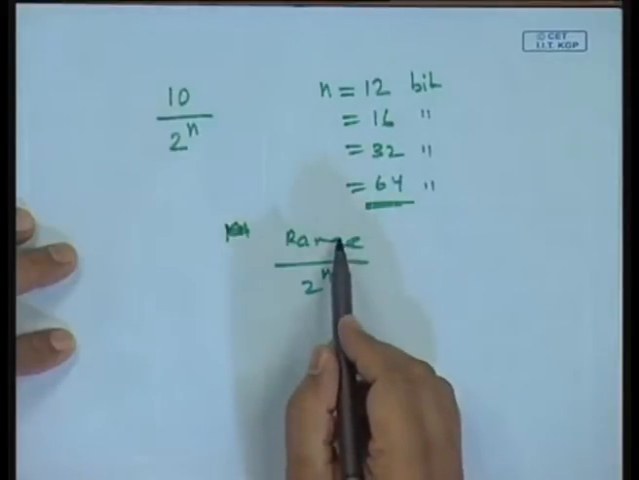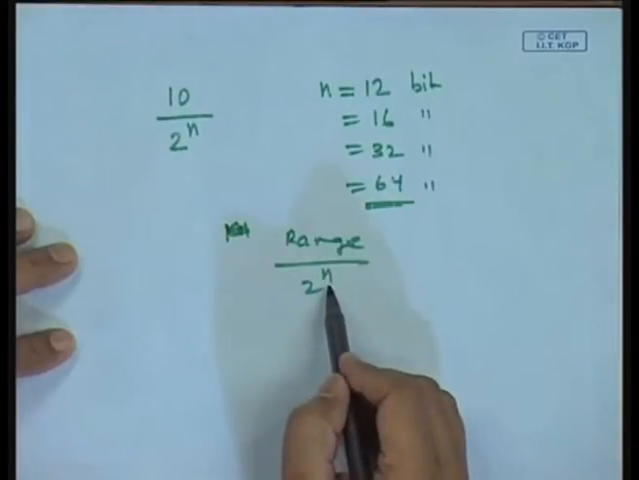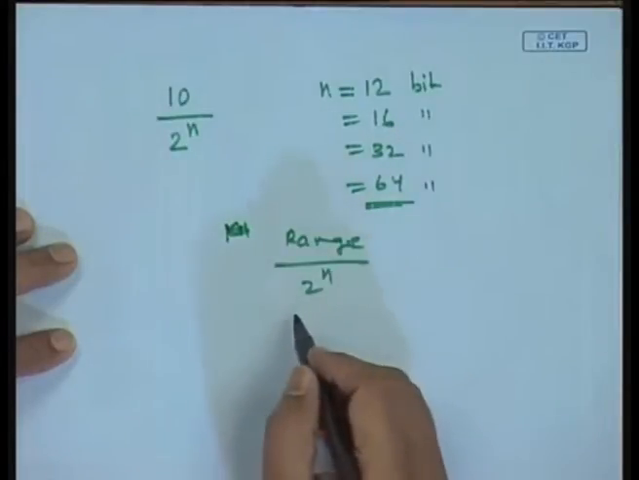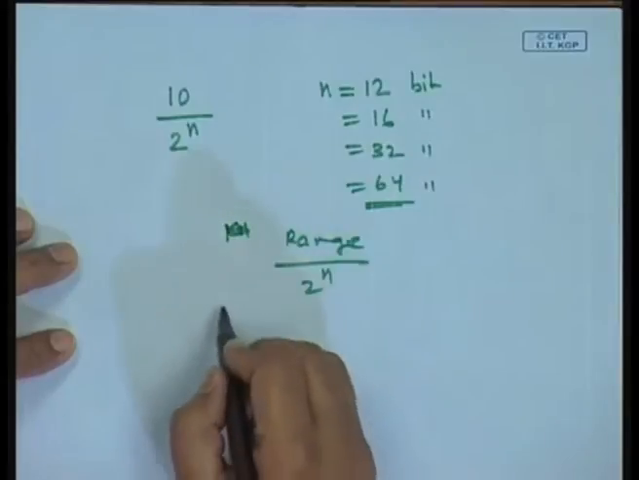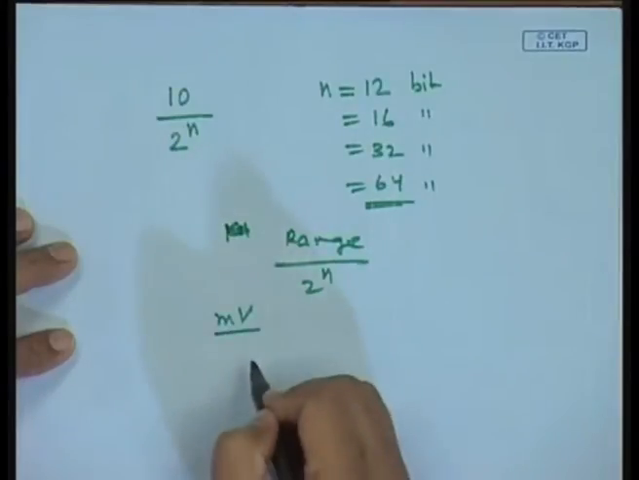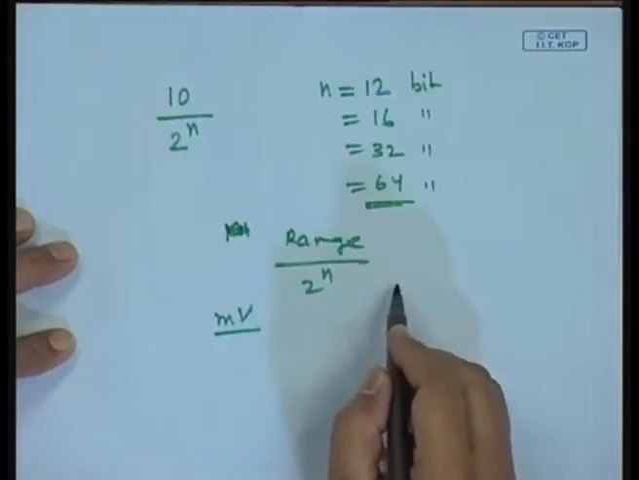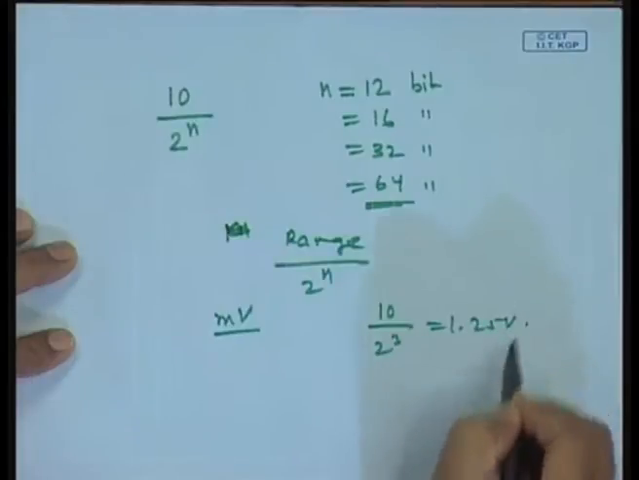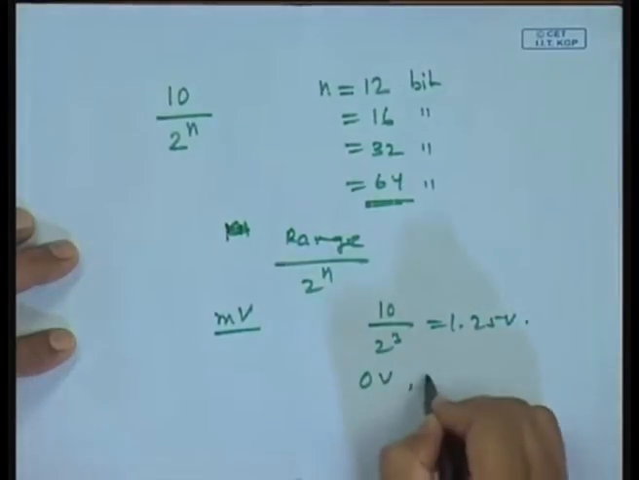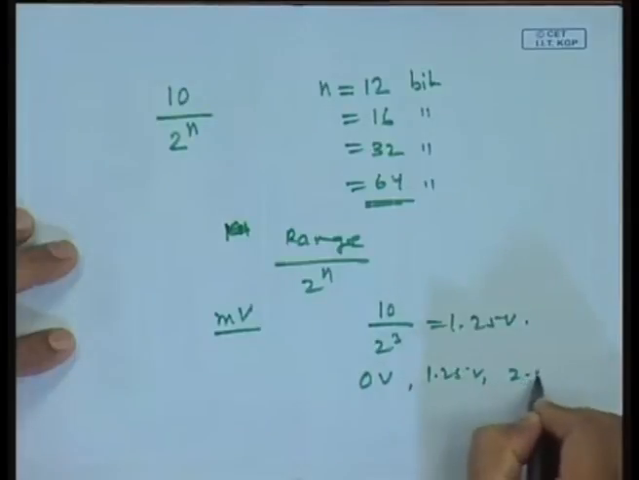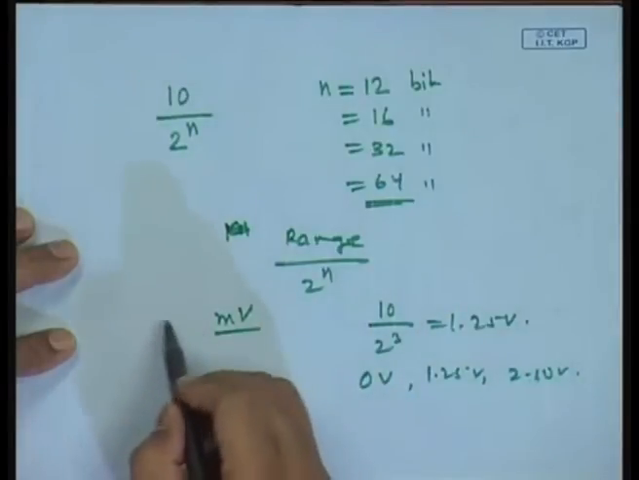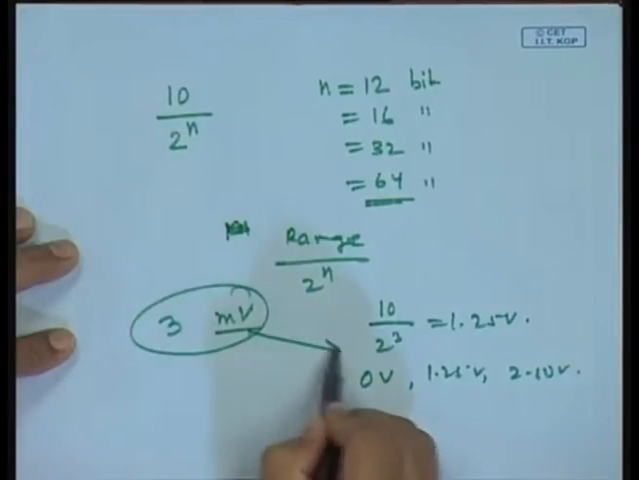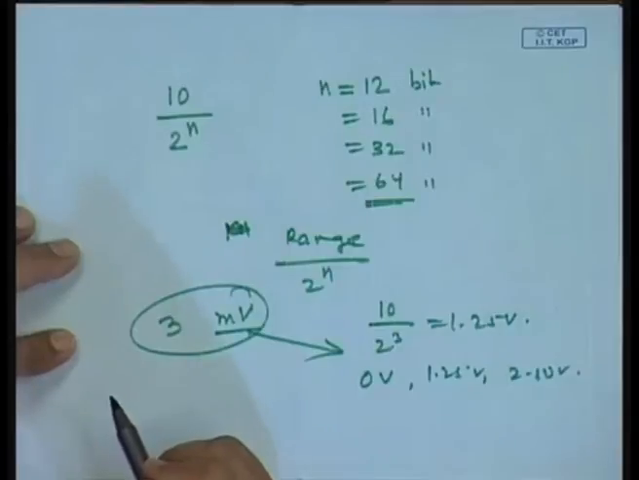I can reduce the range or I can increase the bit size. For example, typically when we are dealing with thermocouples, thermocouples give signal in the range of millivolts. So, if I have hardware having a resolution of 1.25 volts, that means it will sense 0 volts, it will sense 1.25, then 2.50 volts and so on. So, suppose I have a signal of 3 millivolts, this cannot be sensed by such an A to D device.